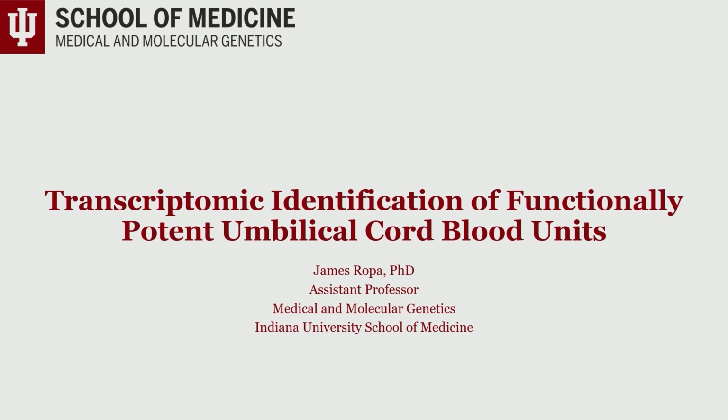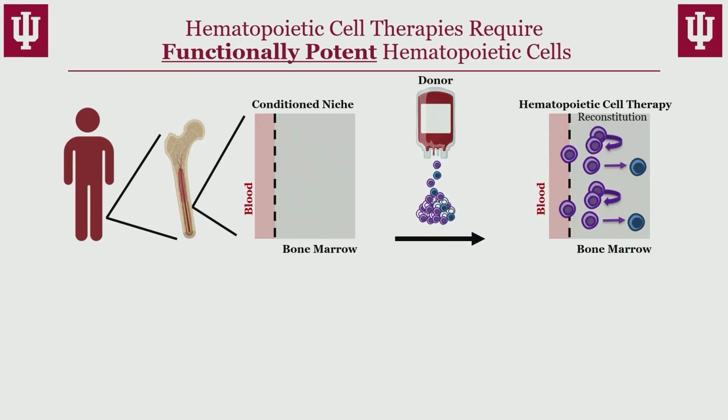So today I'm going to talk to you about some omics approaches to identify functionally potent umbilical cord blood units. It's probably no news to this audience that hematopoietic cell therapies really require functionally potent hematopoietic cells. Hematopoietic cells can look like hematopoietic stem and progenitor cells, but unless they actually have that functional potency, they're not very useful to us. In practice, a lot of these cells can be cleared. They don't want to stick around. They don't want to reconstitute the unablated hematopoietic system.